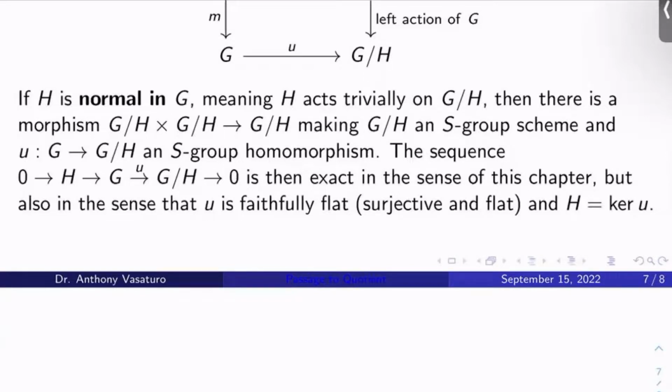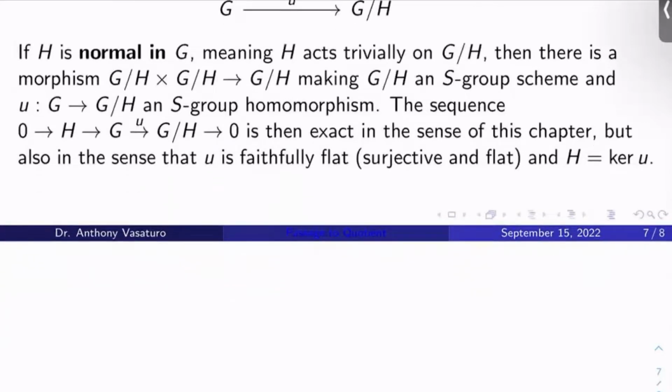Now, actually, this sequence here is exact in the sense of this chapter. I have a video on kernels and cokernels towards the beginning of this chapter, which is several videos ago now. So you should watch that if you haven't yet. But it's also exact in another sense. It turns out U is faithfully flat, which essentially just means surjective and flat. So it's kind of exact in two different senses. And then H is the kernel of U. So this sequence is exact in two very strong senses. And so it appears that we've generalized a lot of basic notions from abstract algebra to the land of schemes, the land of group schemes even more specifically, very well and very precisely.